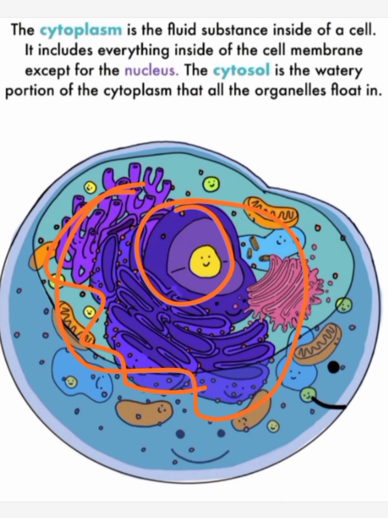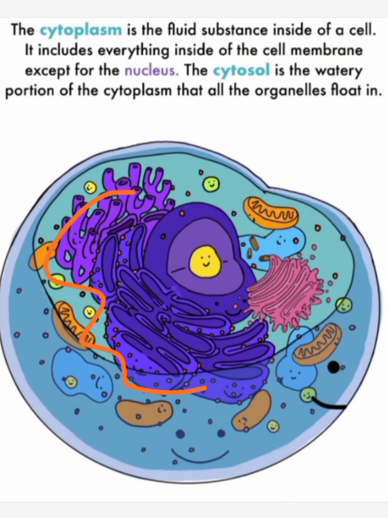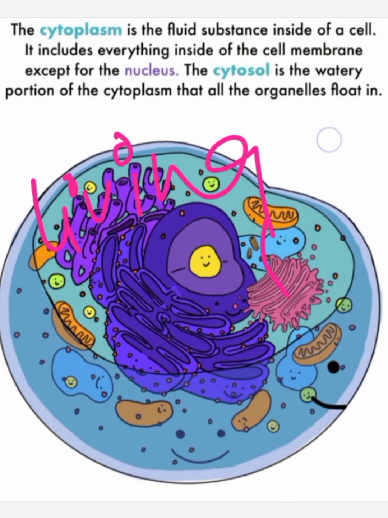All the content except for the nucleus is present inside the cytoplasm region. The cytosol is the watery portion of the cytoplasm that all the organelles float in. This entire portion is called the cytoplasm, but this fluid matrix inside which all the cell organelles are trapped or present is known as the cytosol. So cytoplasm is a living part of the cell.